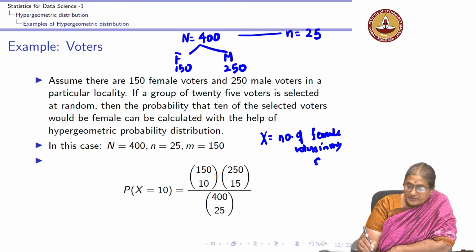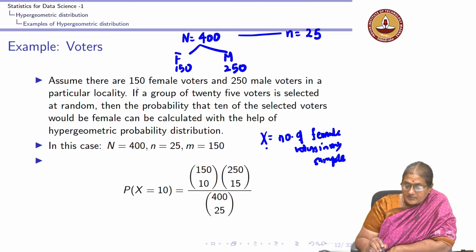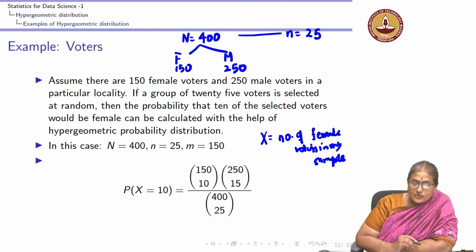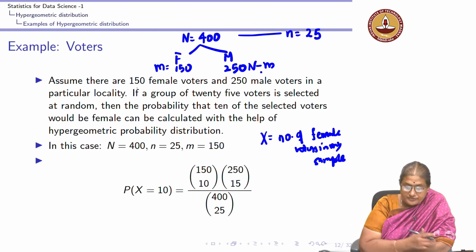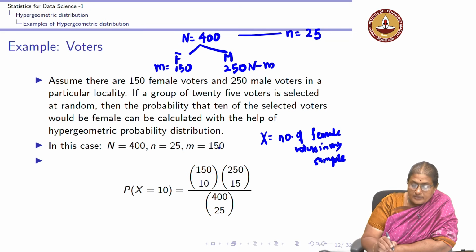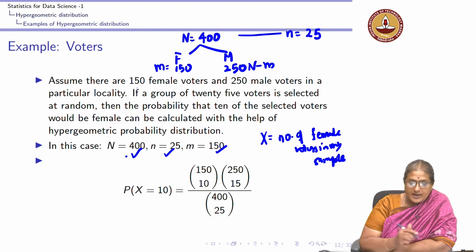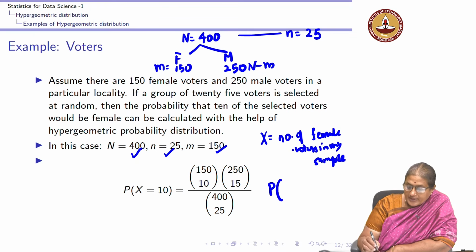in my sample. I am choosing 25. If x is the number of female voters in my sample, my small m equal to 150, my capital N minus m equal to 250. So, my m is 150, n is 25, capital N is 400. I am interested in knowing the probability that the number of female voters in my sample is equal to 10.